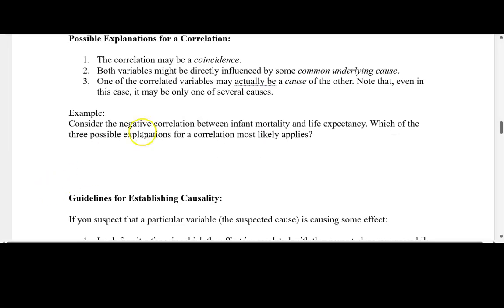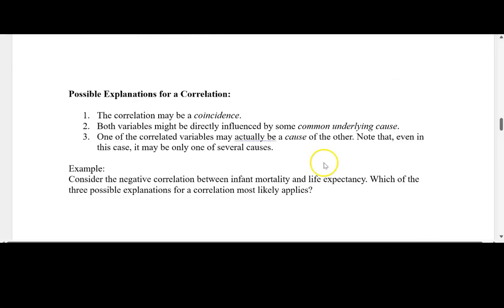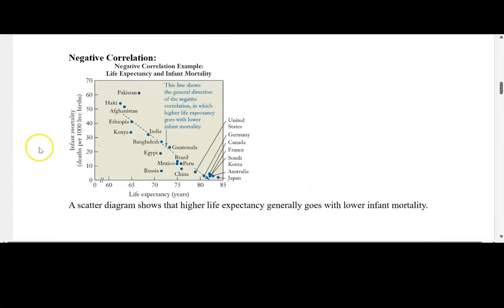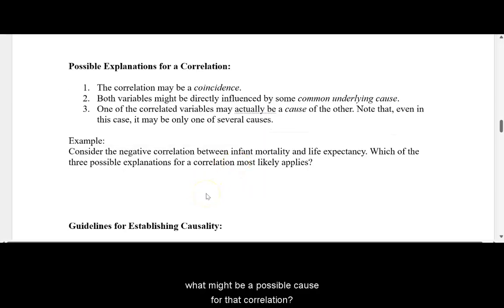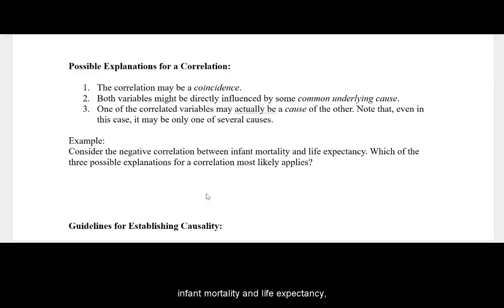Here's an example. Consider the negative correlation between infant mortality, that graph we looked at, and life expectancy. Which of the 3 possible explanations for a correlation most likely applies? So I'm just going to go back up here. We're talking about this graph right here. We were talking about the countries we had here, and we noticed that there was a negative correlation. And looking at these 3 possible reasons, what might be a possible cause for that correlation? So if we think about the negative correlation between infant mortality and life expectancy, this is an example of a common underlying cause.